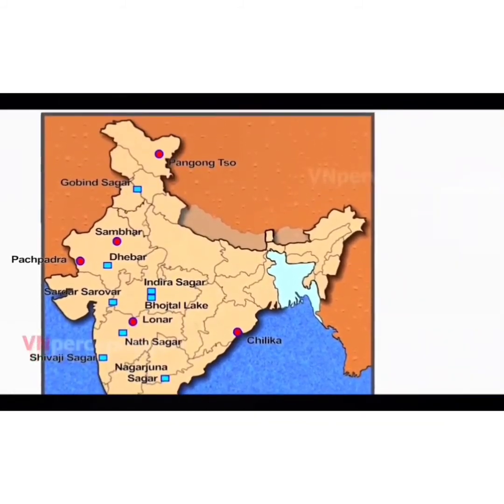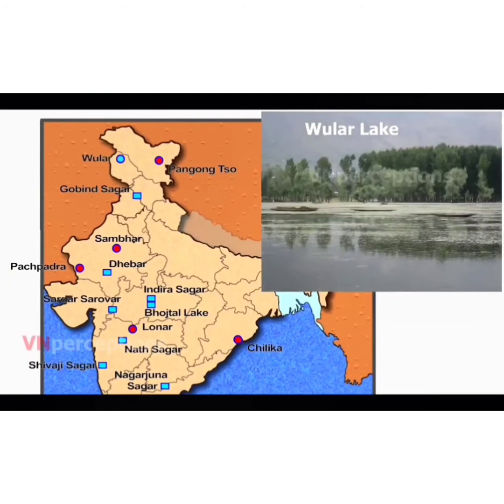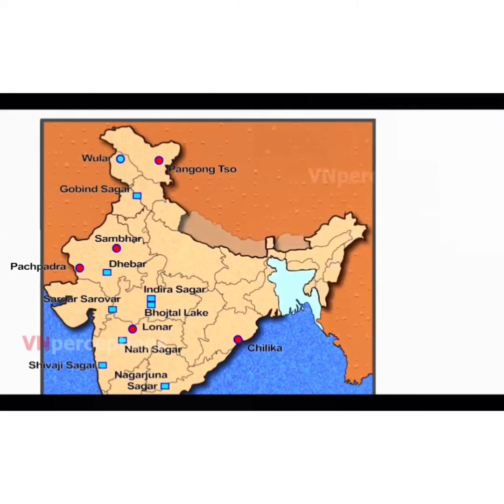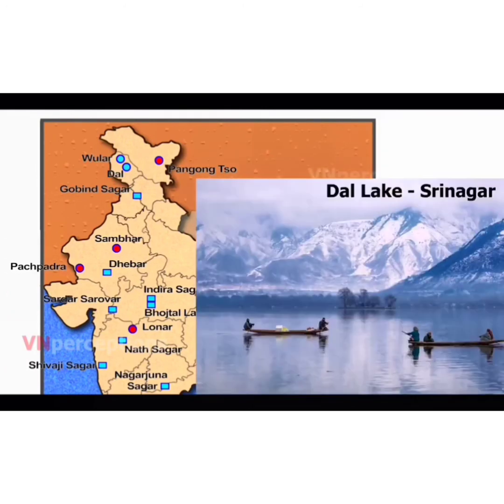Wular Lake is the largest natural freshwater lake in India. It is formed by tectonic activity, so it is a tectonic lake. The final lake is Dal Lake. Dal Lake lies in Srinagar. Actually, Srinagar is surrounding Dal Lake. It is a glacier lake.